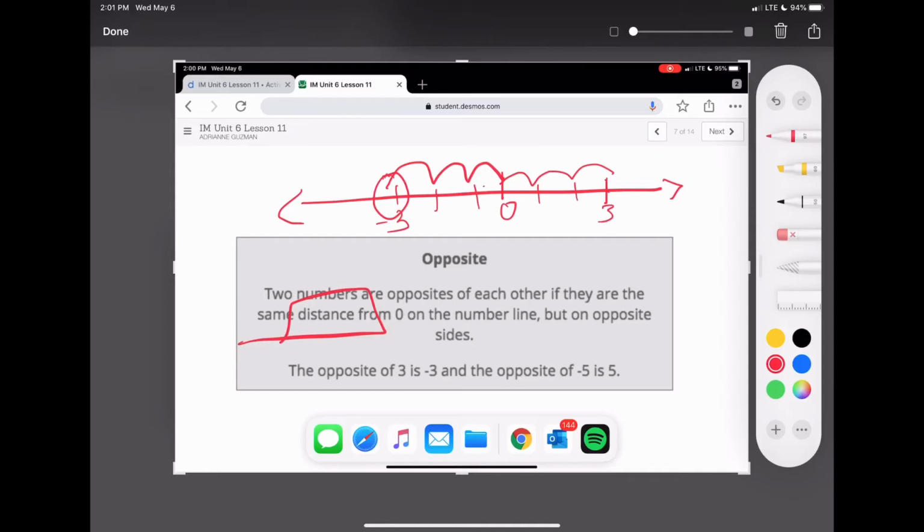There's no way to measure a negative distance. There's no way to measure it with a negative number. There's no negative feet, negative inches, right? So that's why we always count that. So if you did it with -5 and 5, -3 and 3, -215 and +215, those are opposites of one another.